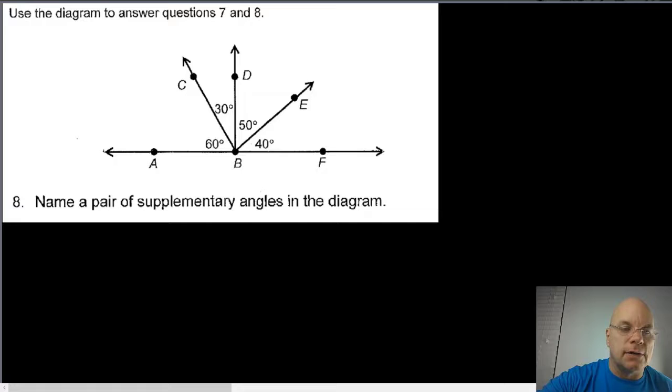Let me highlight that angle. Angle ABD is a 90-degree right angle. So angle ABD and another right angle in that diagram, if you can find it, will give you a pair of supplementary angles. I would try to do that during the pause and come back and see if you get the same answer I got. Pause.